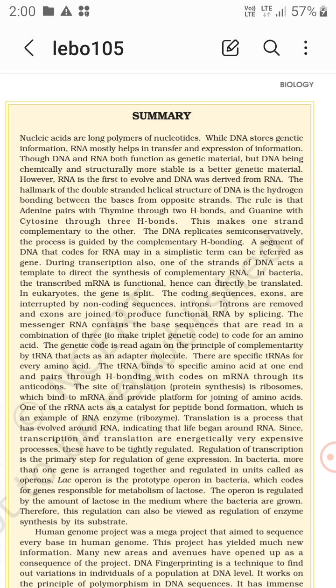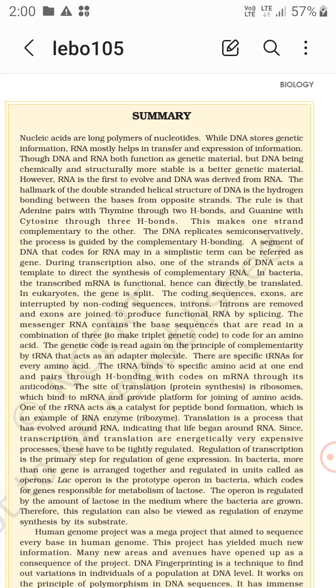Okay. In eukaryotes, the gene is split. The coding sequences, exons, are interrupted by non-coding sequences, that is introns. Introns are removed and exons are joined to produce functional RNA by splicing.